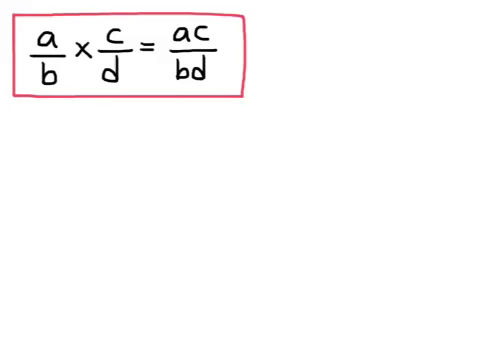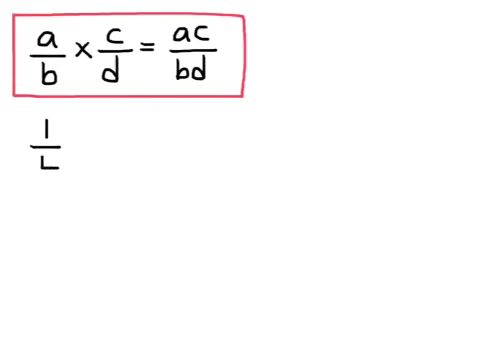We multiply the two top numbers, A and C, together to give us the value AC. And then we multiply the two bottom numbers, B and D, together to give us the answer BD. So let's look at some examples of how that works.